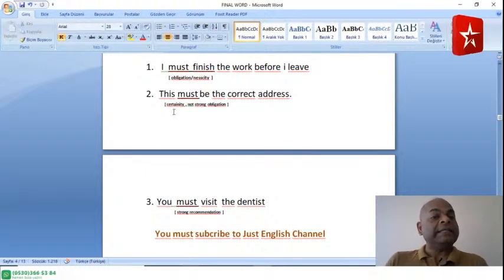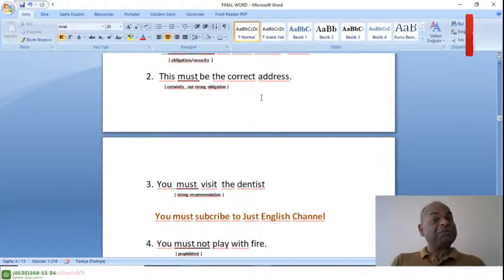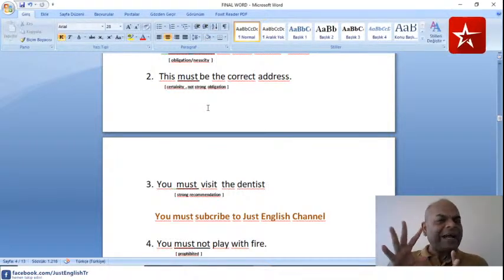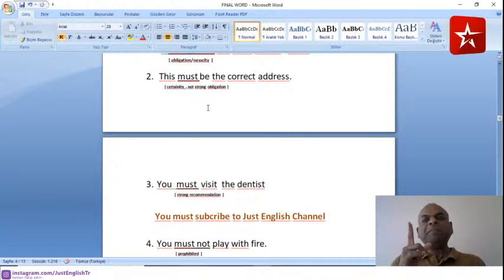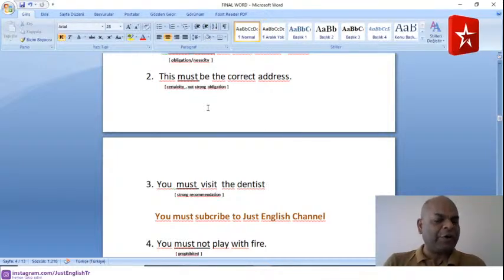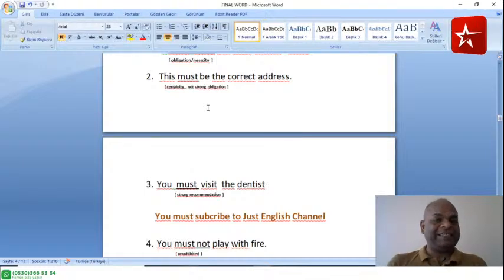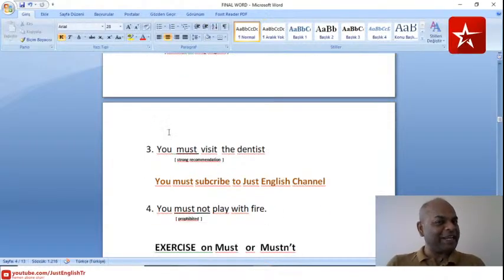Number 2, this must be the correct address. When you say this must be the correct address, that means there's a certainty, not a strong obligation. It's like a certainty that, yes, maybe that is the correct address. For example, you're looking for a friend's house, and then you say this must be the correct address. It's a certainty that this is the correct address. I hope you understand it.